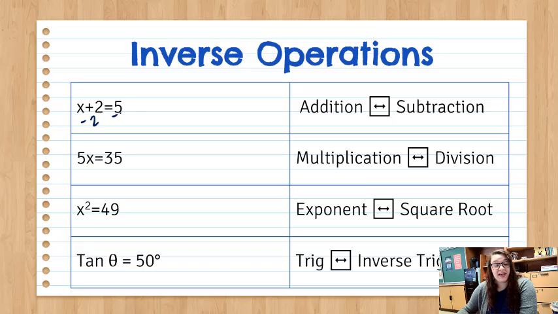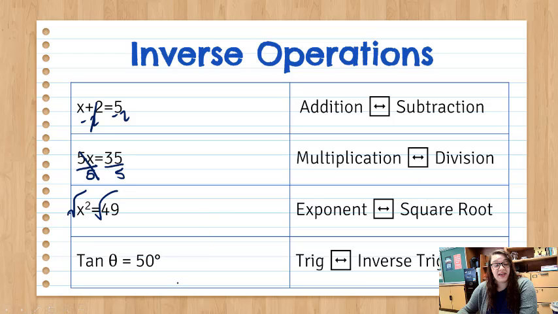There we go. So we know we would subtract 2 to cancel, and this cancel means it's an inverse. So addition and subtraction are inverses of each other. With 5x equals 35, we would have divided to undo this multiply, and this cancel means they're inverses. To get rid of a square, we would square root both sides. Exponents and square roots are inverses.